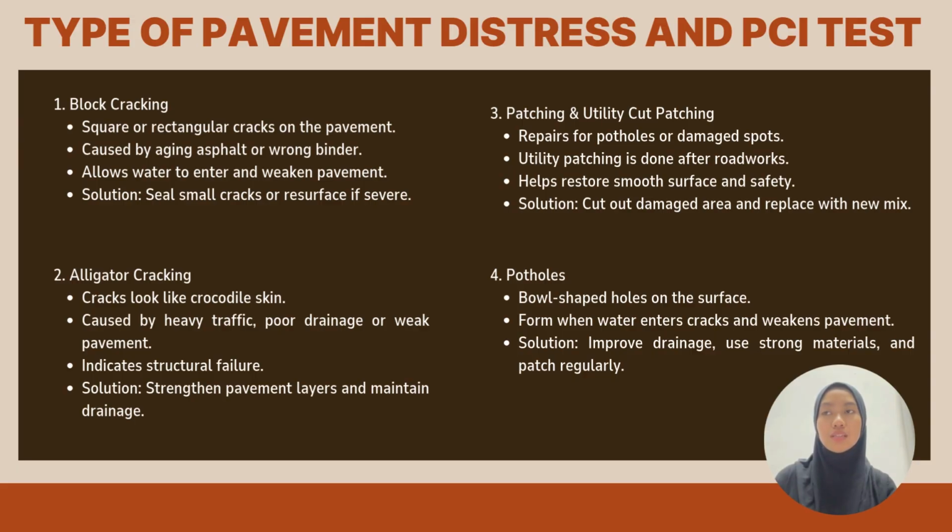So next is the types of pavement distress and the PCI test. So number 1 is block cracking. Square or rectangular cracks on the pavement. They happen when asphalt edges or the wrong binder is used, and water can enter and cause more damage. So how to fix it? The small ones can be sealed and the big ones need to be resurfaced.